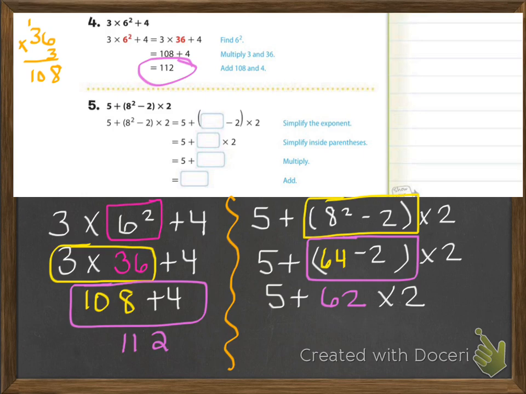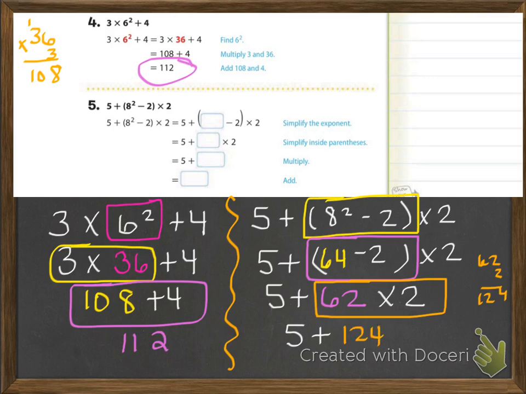Now we need to look to see what happens next. Well, we have multiplication still here. So let's multiply off to the side 62 times 2, and that gives us 124. So that means we've got this 5 here plus, and then in orange I'm going to do 124.